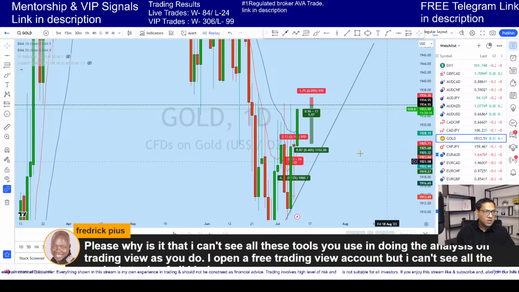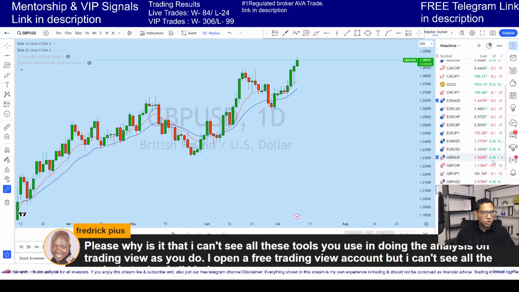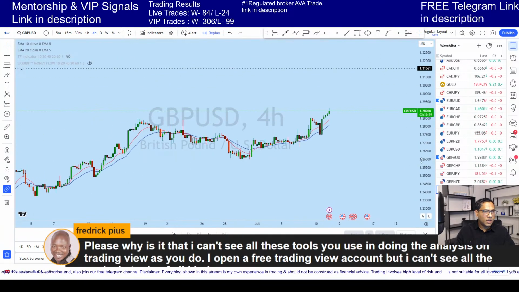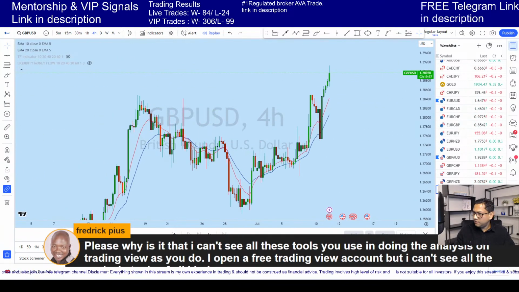I think that because there is a long wick here, after breaking this high, we might see that gold again comes down to test this support zone again. Right, there is a very high probability for that to happen. We saw that gold and GBPUSD are almost heading in the same direction.